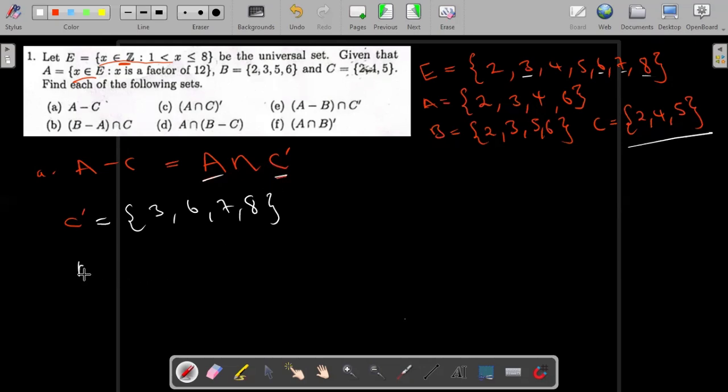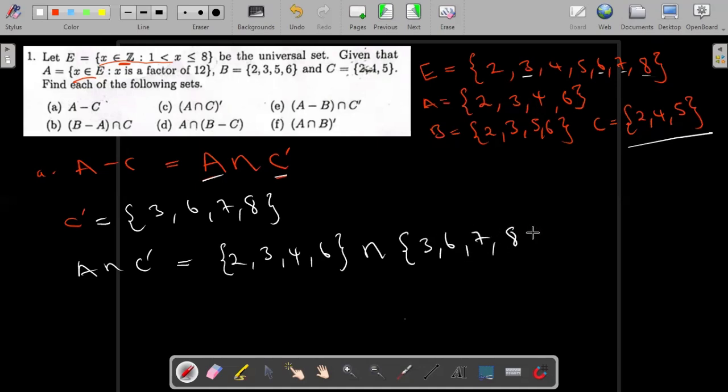So A intersect C complement. What is my set A? I list down my set A, which is 2, 3, 4, and 6. Then intersect, what is my C complement? My C complement is 3, 6, 7, and 8.